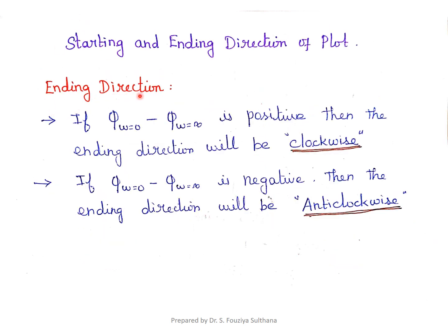To find the ending direction, if phi of omega equal to 0 minus phi of omega equal to infinity is positive, then the ending direction will be clockwise, and if phi of omega equal to 0 minus phi of omega equal to infinity is negative, then the ending direction will be anti-clockwise.